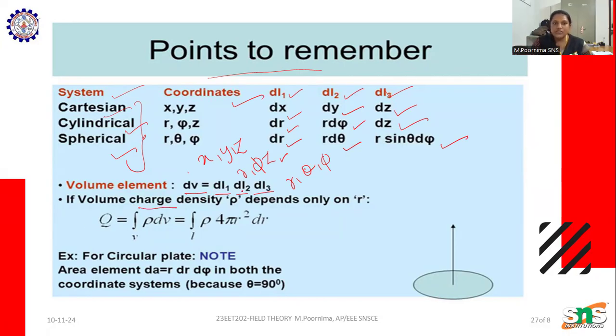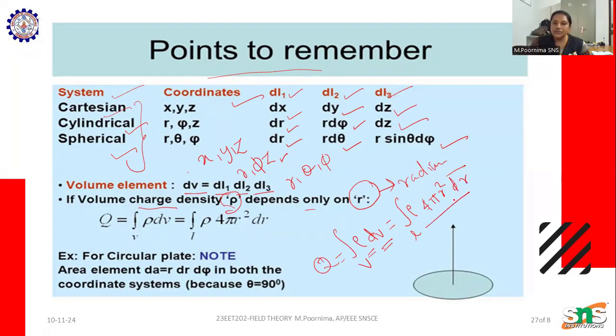If the volume charge density rho depends only on r, the radius, then the charge Q is the volume integral of rho dV over the particular space. That reduces to the integral of rho times 4 pi r square dr, where 4 pi r square is the surface area in terms of length.